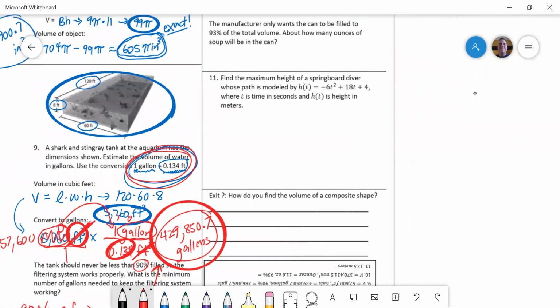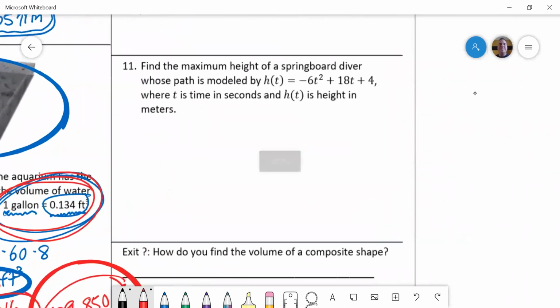Number 11, it says find the maximum height of a springboard diver whose path is modeled by, this is a quadratic, right? Where T is the time in seconds and H of T is height in meters. So if it's telling you to find the maximum height of the diver, then we're finding the, hopefully you just yelled out loud wherever you are, vertex, because you guys are so excited, right?